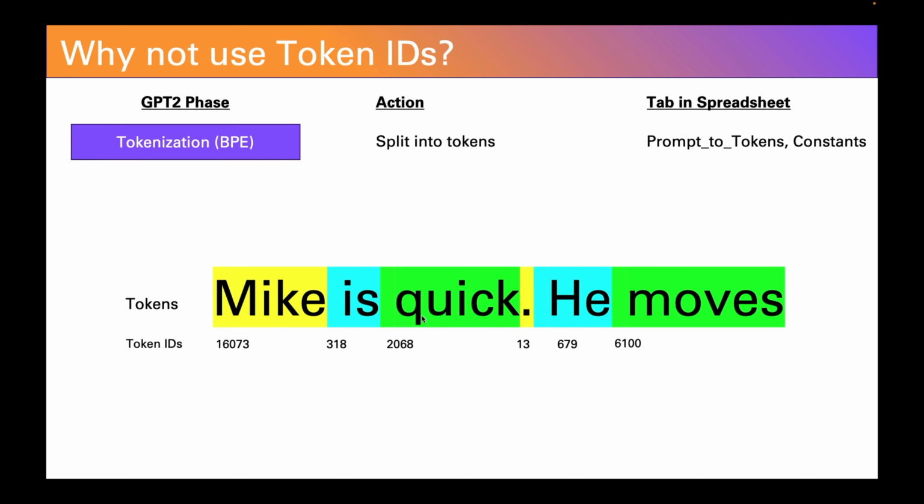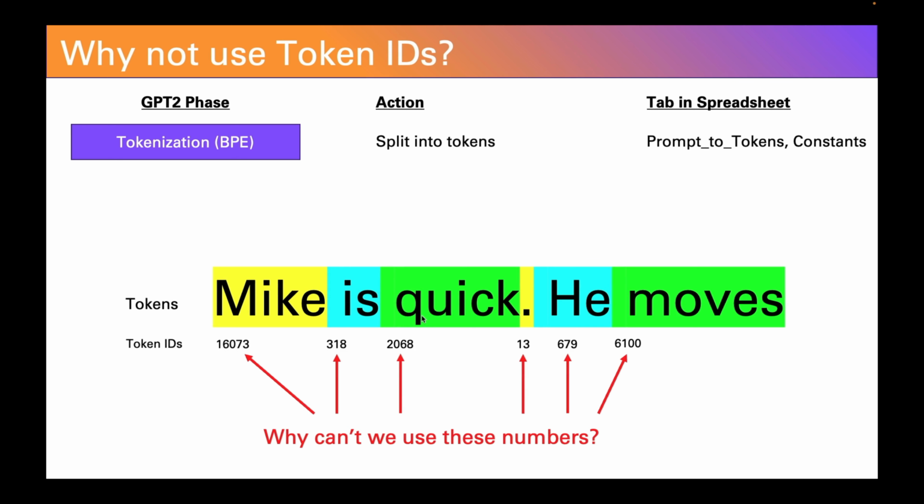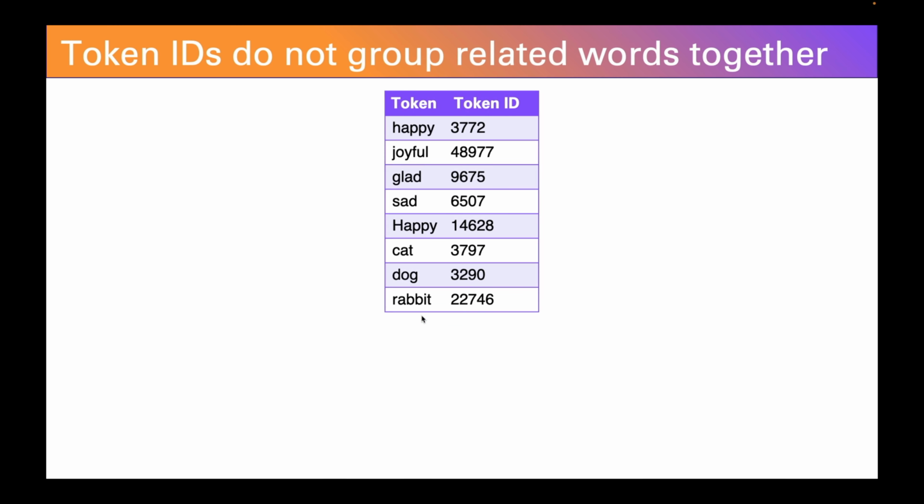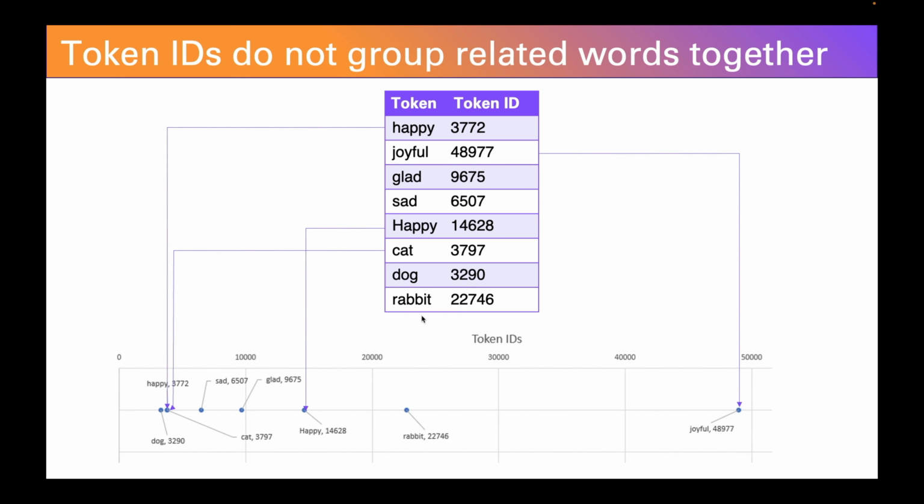If you watched the previous lesson on tokenization, you might be wondering why we can't use the token IDs that we discussed in that previous video. The problem essentially is that the token IDs are identifiers, but they don't actually measure anything, and they don't group related words close together. This is easier to see graphically. Let's take a look in the spreadsheet.